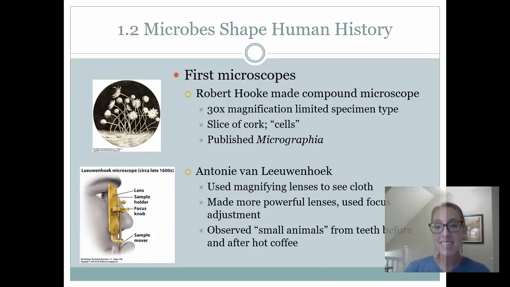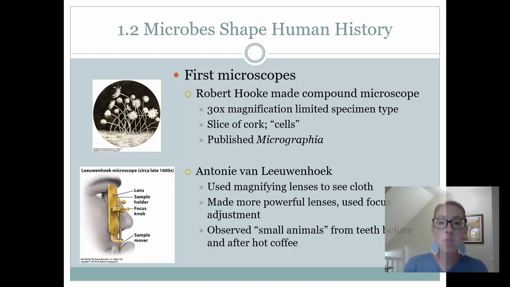Antoine van Leeuwenhoek is another important developer of a microscope, but he was not a scientist. He was a draper. So he was in the business of manufacturing and then selling and purchasing different types of fabric. And he wanted to know the quality of the fabric so that he could make smart purchases. He developed his magnifying lenses in order to see the number of threads within the cloths that he was buying and purchasing. So he had a totally different reason for developing his version of the microscope.